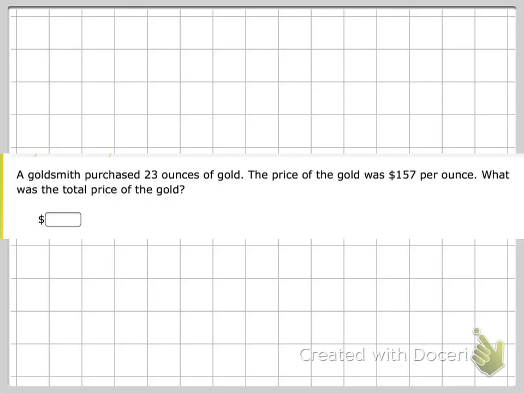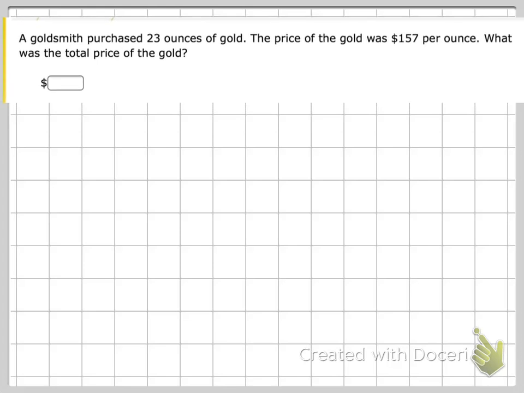Let's see if I have my last one on here. It looks like I forgot to put it on, but here it is. A goldsmith purchased 23 ounces of gold. The price of gold was $157 per ounce. What was the total price of gold? I wish I had that much gold. That would be nice. But this is time for you to figure that out and tell me how much that price would be. Remember, this is money.